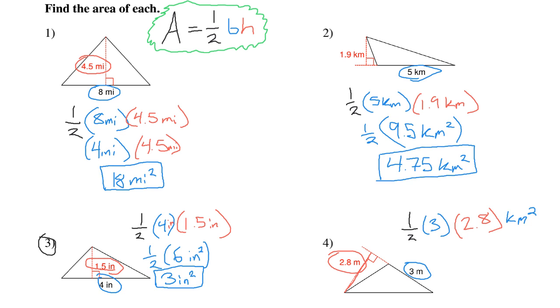Now, in this case, I think the easiest thing to do is probably to multiply the 1/2 by the 2.8 right off the bat, because 2.8 is divisible by 2. So what we're going to wind up with is 3 times 1.4, which is 1/2 of 2.8. And that's easy enough to multiply. 3 times 1 is 3, and 3 times 0.4 gives us 1.2. If we add those together, that's going to give us 4.2 kilometers squared as our final answer.